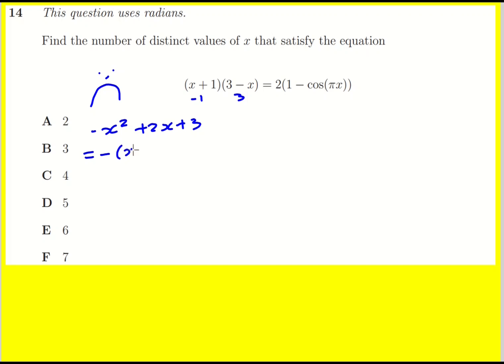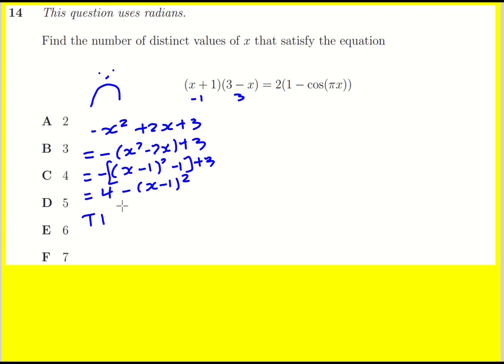So minus x squared minus 2x plus 3 gives me minus x minus 1 squared, this is in a bracket, minus 1 plus 3. So 4 minus x minus 1 squared. So the turning point, or the maximum, is 1, 4, in between the two roots, so that will make sense.